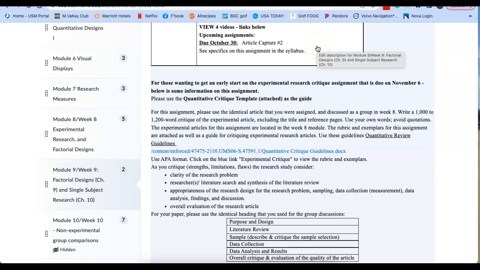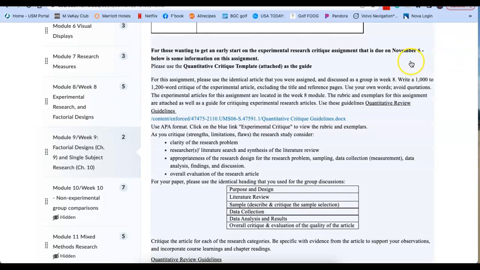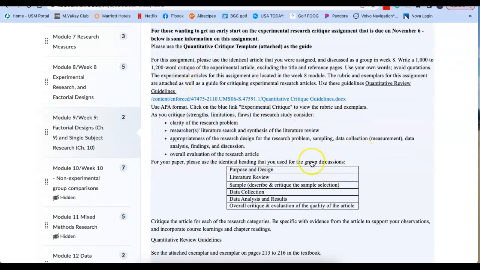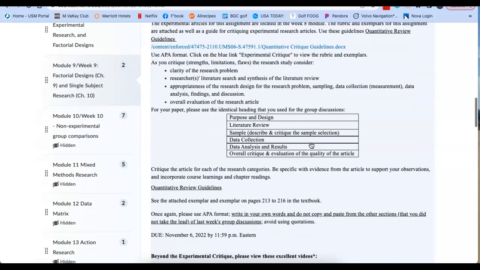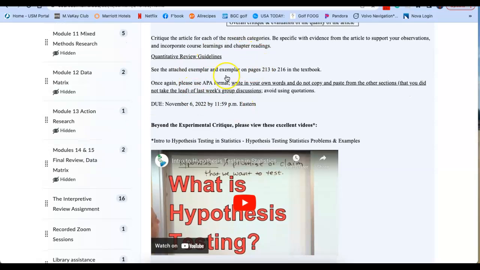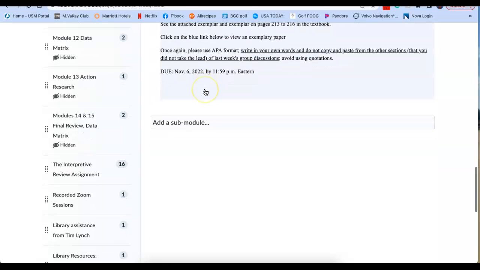But like I said, if you need more time, let me know. But if you do want to get going on the actual assignment, this past week you've been working on the group assignments, and in the following week, November 6th, this assignment is due. So if you want to get going on it early, some people may, here's all the information on that. Beyond the experimental critique, like I said, it's due November 6th.